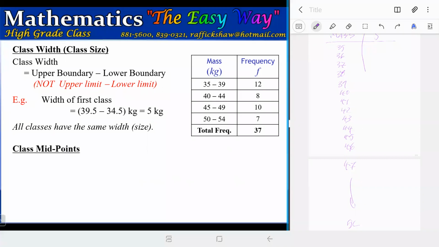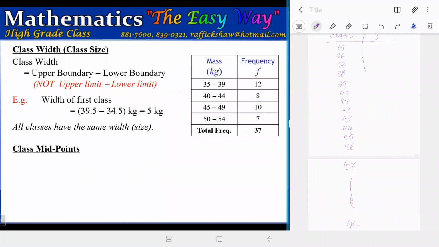Class midpoint. Class midpoint is the value that is at the halfway mark of the class. The value in the middle of the group, as it says, midpoint. So usually it is the average of the two boundary values by definition, but it can also be found using the average of the two limit values. But by definition, it is the average of the two boundary values, because you want to find the value that's right in the middle of the class.